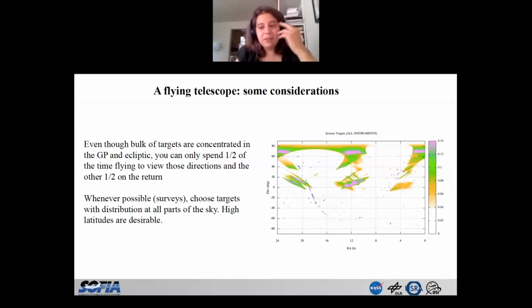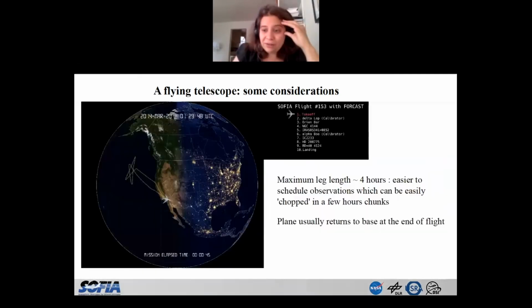So whenever you're doing something that is more of a survey, especially if it were to be extragalactic, you may have a chance to get more time if you distribute your sources around the sky and around high latitudes. So this is a tip really related to flight planning.